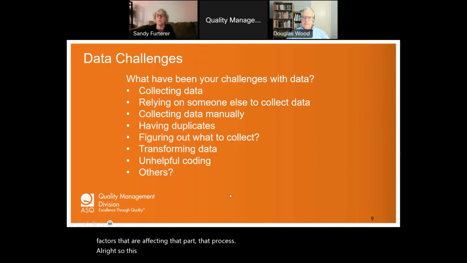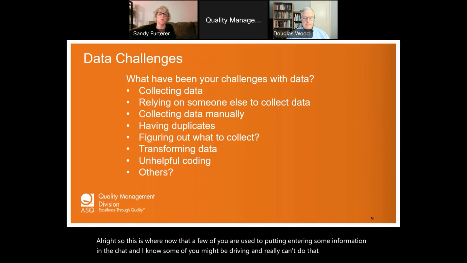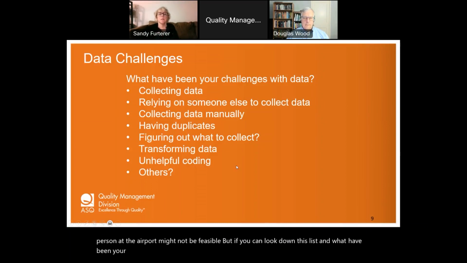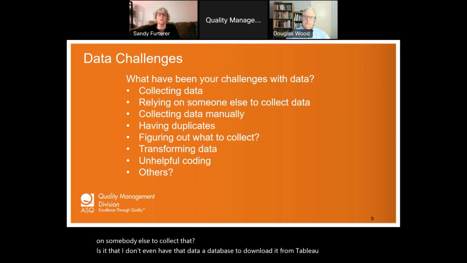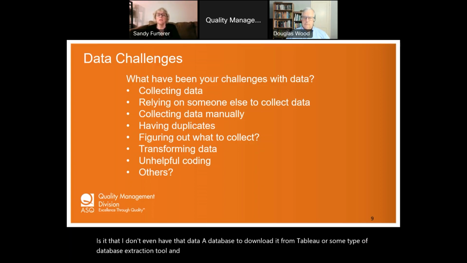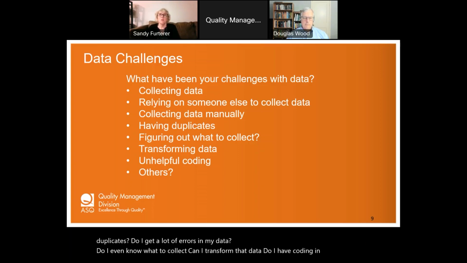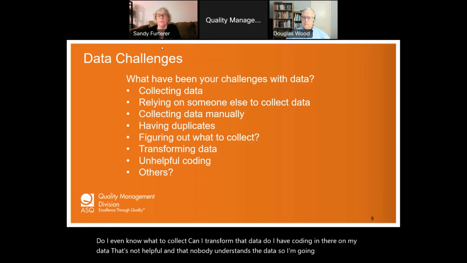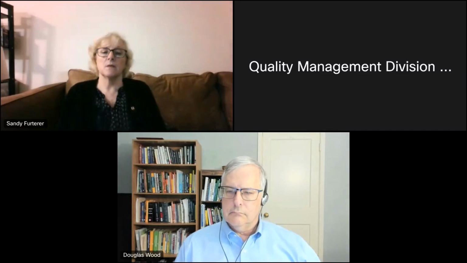All right, now that a few of you are used to entering some information in the chat, and I know some of you might be driving and really can't do that, or we have one person at the airport, might not be feasible. But if you can, look down this list: what have been your challenges with your data? Is it in collecting the data? Is it in relying on somebody else to collect that? Is it that I don't even have that data in a database to download it from Tableau or some type of database extraction tool, and so I have to collect data manually? Do I get a lot of duplicates? Do I get a lot of errors in my data? Do I even know what to collect? Can I transform that data? Do I have coding in there on my data that's not helpful and that nobody understands? So I'm going to stop, and I'm going to let you put in some challenges that you faced. You could have a lot of other challenges as well. That was just an initial list.